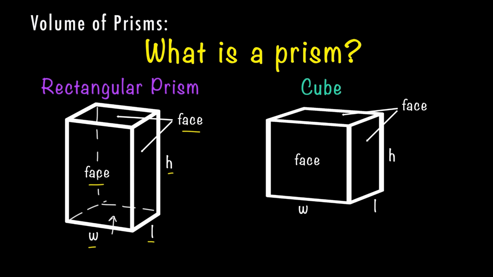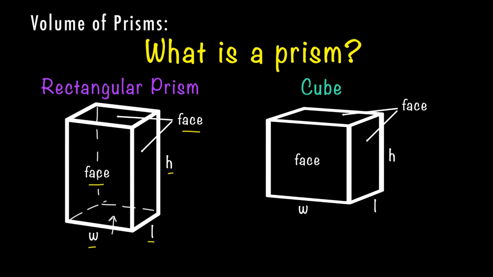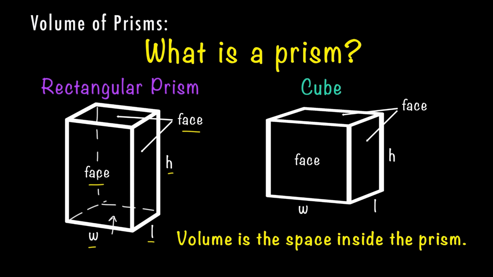A cube is also considered a prism or a rectangular prism. Even though all 6 sides are the exact same shape and size, they're squares, this means that it is a cube, but we can still follow the same process with our length, width, and height in order to find the volume. When we're solving for a prism, the volume is going to be the space inside the prism. So that's what we're solving for, is that space inside of our prism.